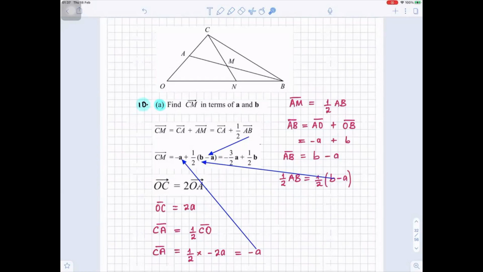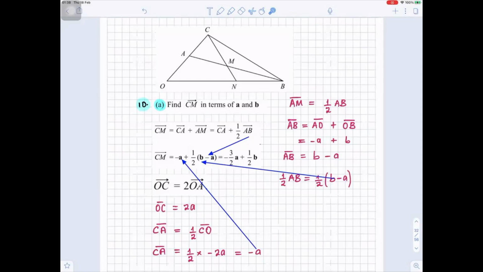We know AM is equal to half of AB. But let's find AB. AB is the same as AO plus OB. Repeat, AB is the same as going from A to O and from O to B. So A to O is minus A and O to B is B. So you can swap them around, it becomes B minus A, which is AB.